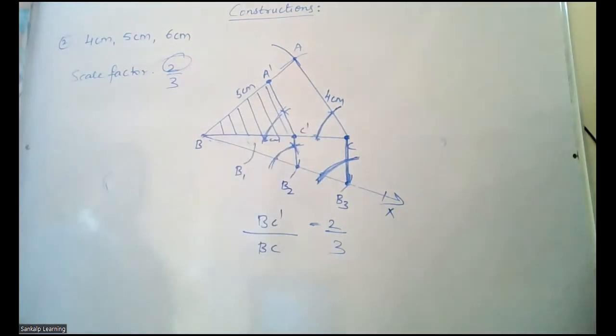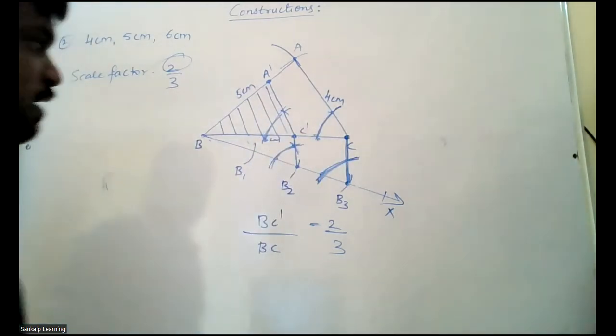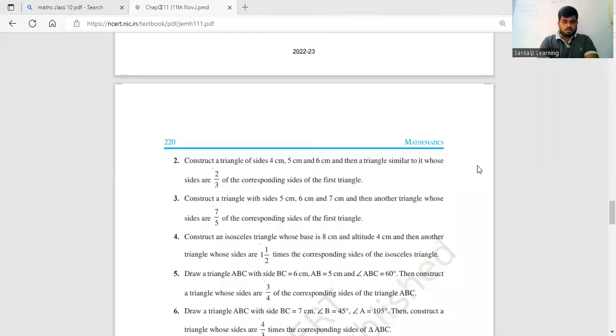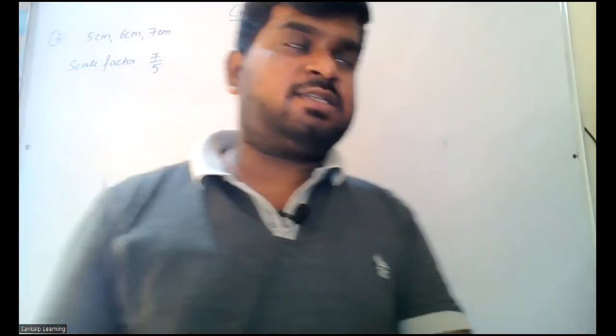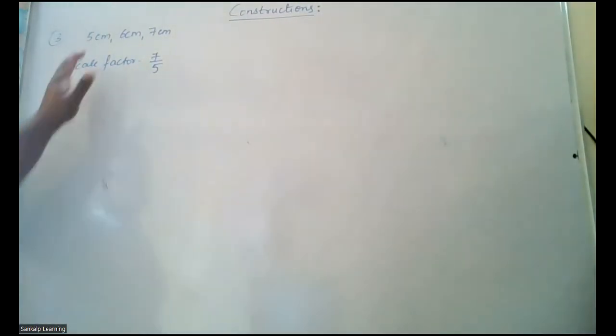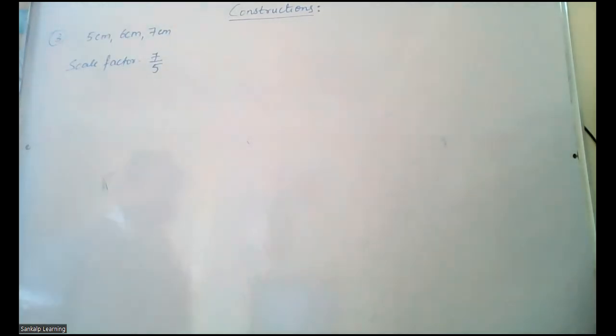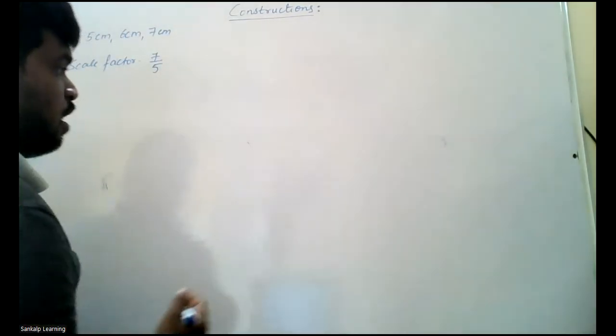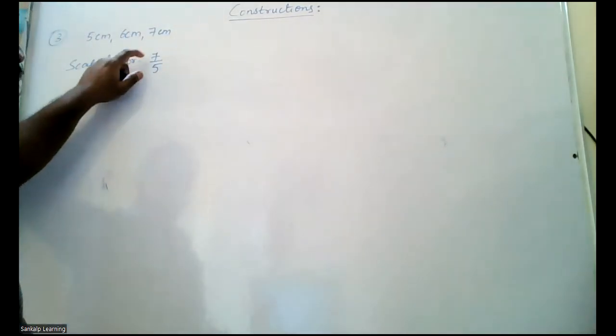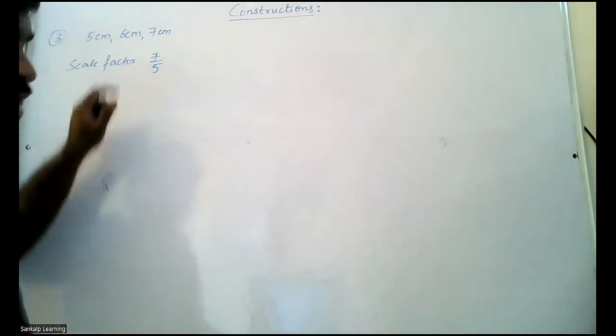So this is how we construct a similar triangle. Let's get into the next question. In the next question, construct a triangle with sides 5 centimeter, 6 centimeter, and 7 centimeter, and then another triangle whose sides are 7 by 5 of the corresponding sides of the triangle. So here the scale factor is 7 by 5, and they have given the three sides 5 centimeter, 6 centimeter, and 7 centimeter.